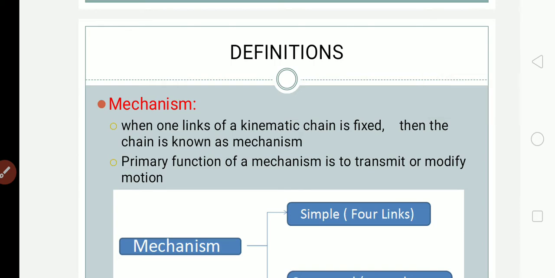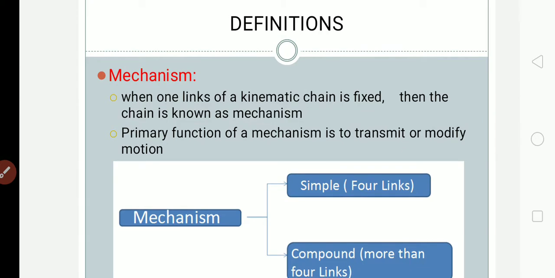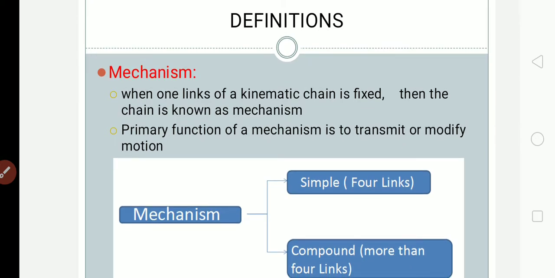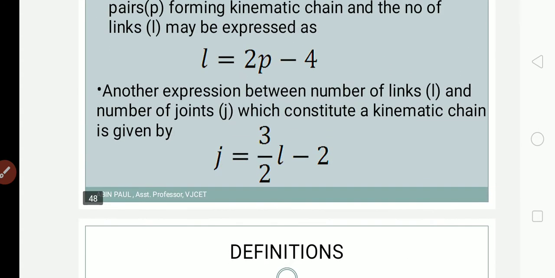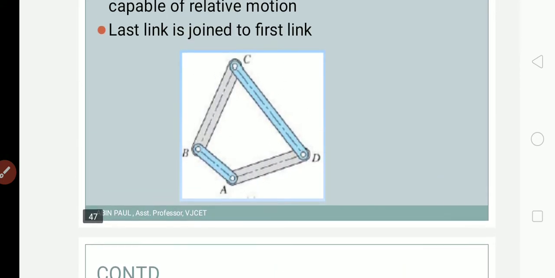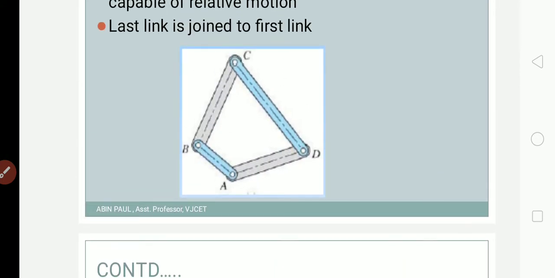When one link of a kinematic chain is fixed, then the chain is known as a mechanism. The primary function of a mechanism is to transmit or modify motion. That we already studied. We have already seen the kinematic chain here. This is a kinematic chain. If any one of the links, that is either AB, BC, CD or AD, of this kinematic chain is kept fixed, that forms a mechanism. So we have to fix any one link of this kinematic chain, and that will form a mechanism.